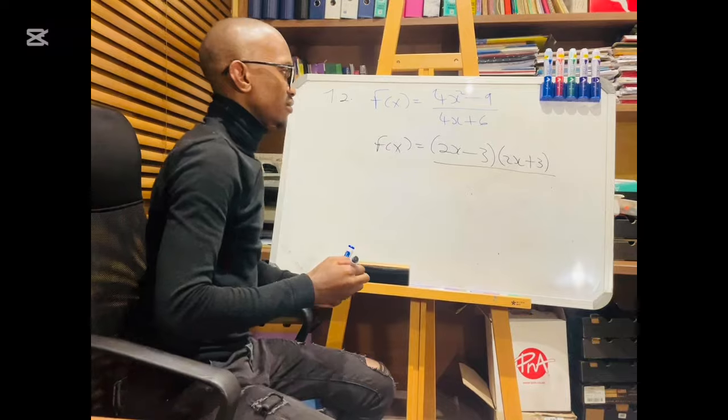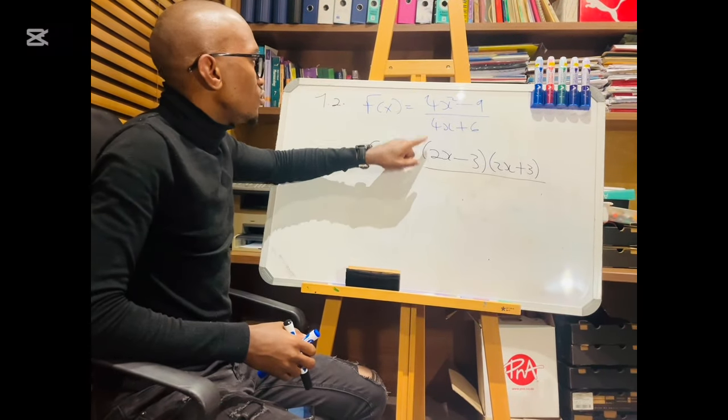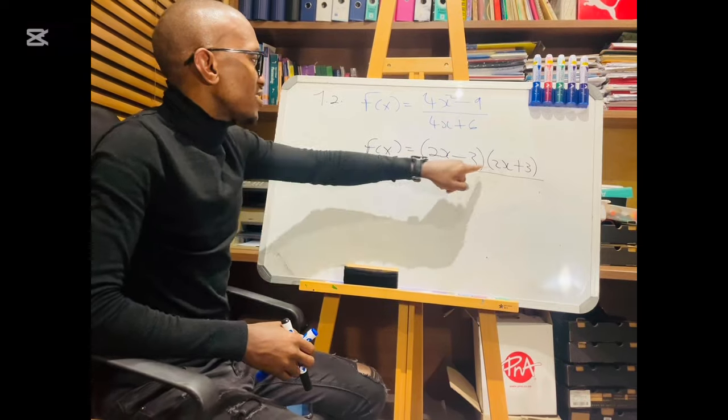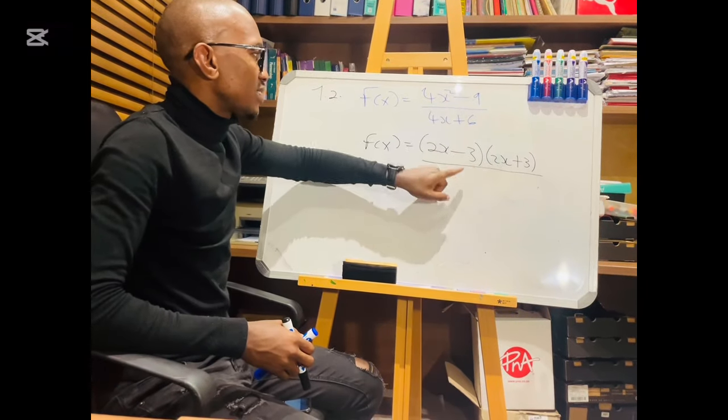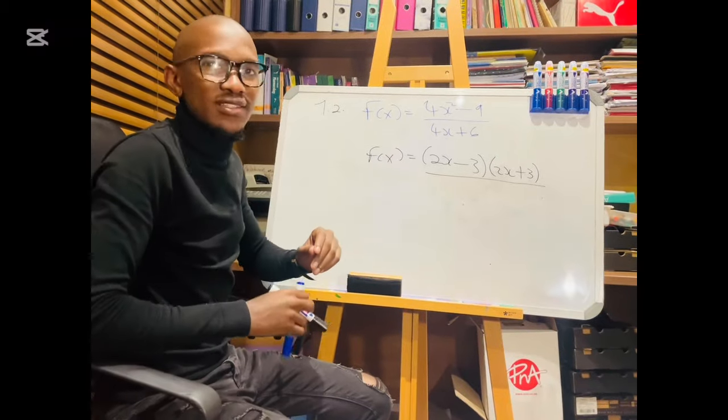All divided by... you see, the square root of 4 is 2, 2 times 2, 4. Square root of x squared, x. x times x, x squared. Square root of 9, 3. 3 times 3, 9. Guys, check my video of factorization. I did these things, okay?